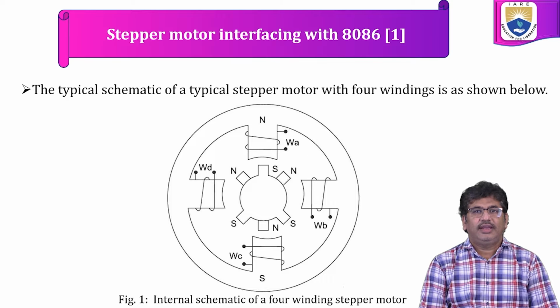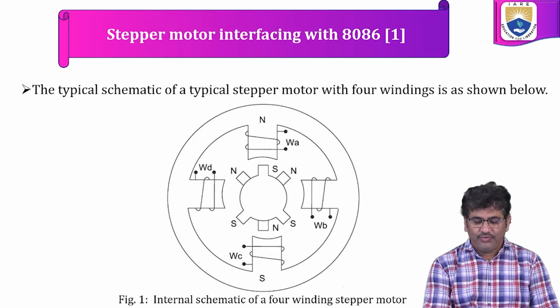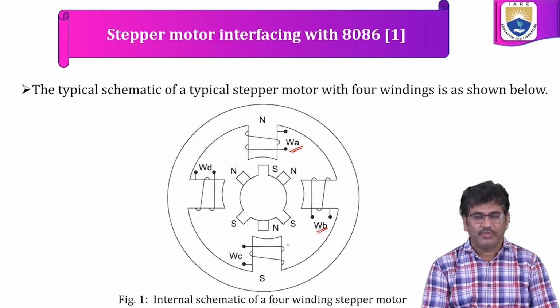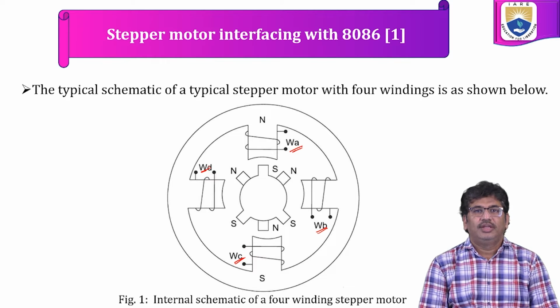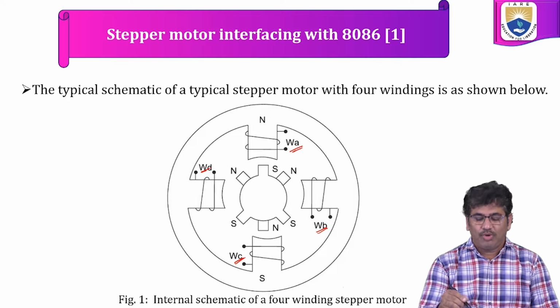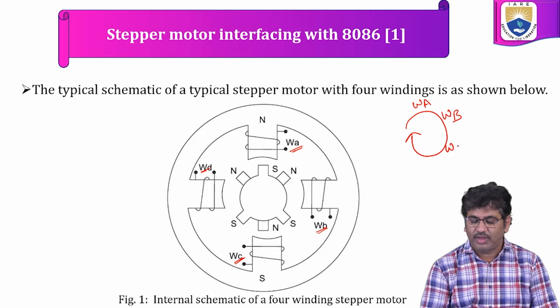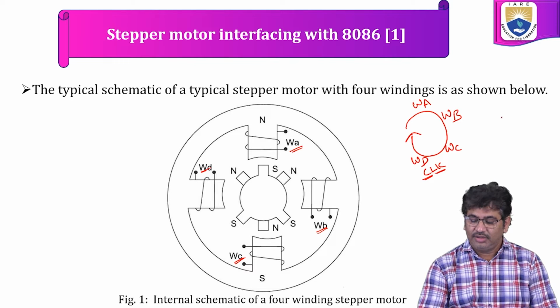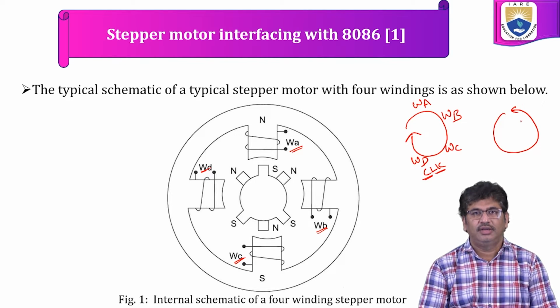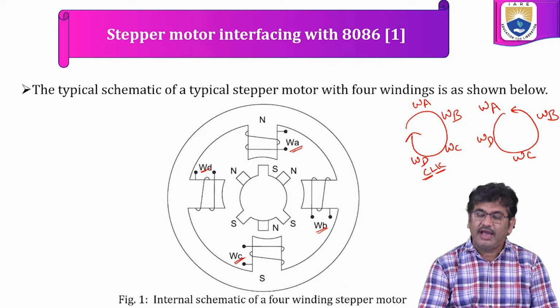The typical schematic of a stepper motor with 4 windings is shown in the figure. It has 4 windings: winding A, winding B, winding C and winding D. If we want to rotate the stepper motor clockwise, we have to give the pulse first to winding A, then winding B, winding C, winding D. For anti-clockwise rotation, in the opposite direction, the windings will be excited as winding A first, followed by winding D, followed by winding C, followed by winding B, and again winding A.